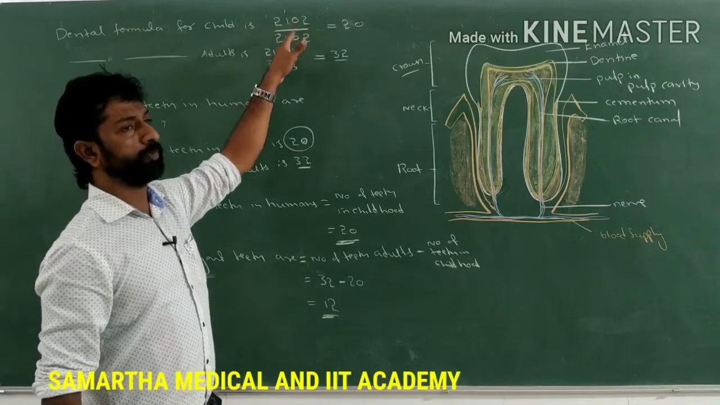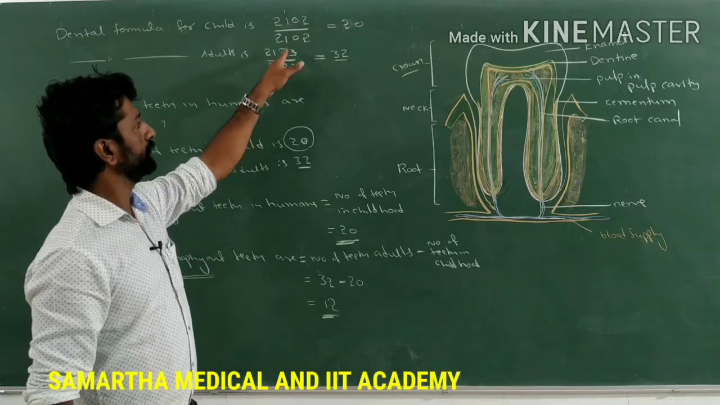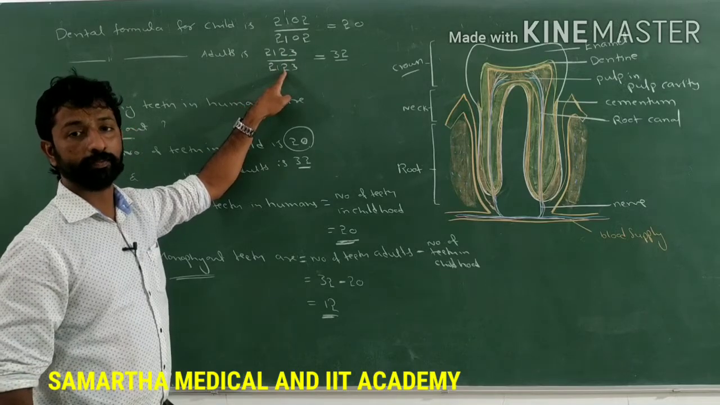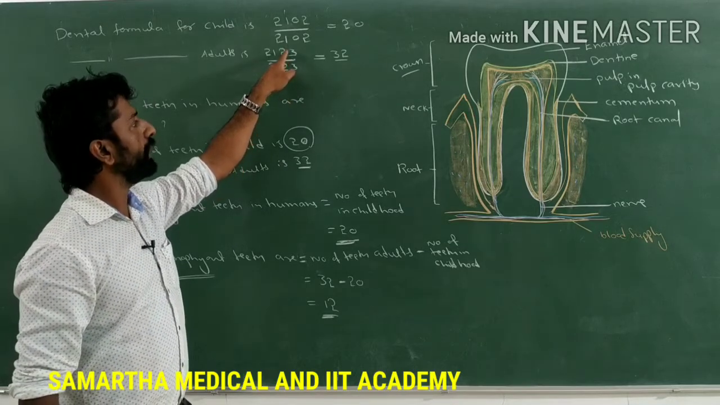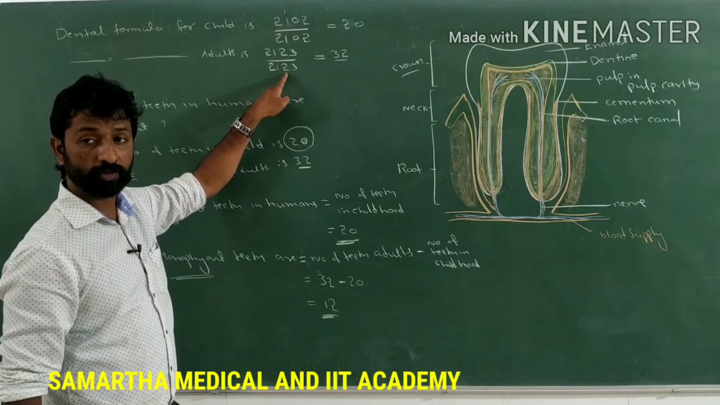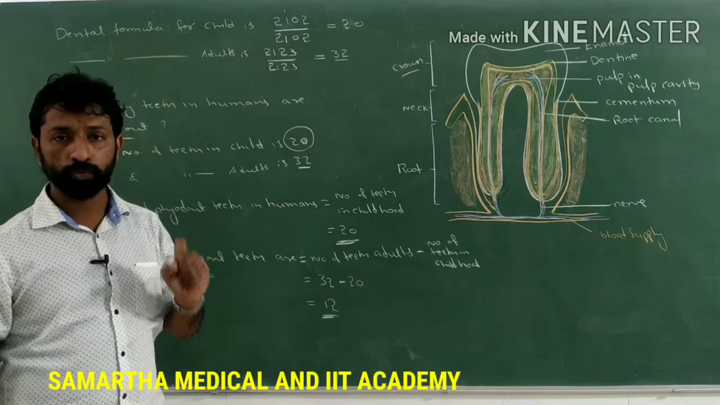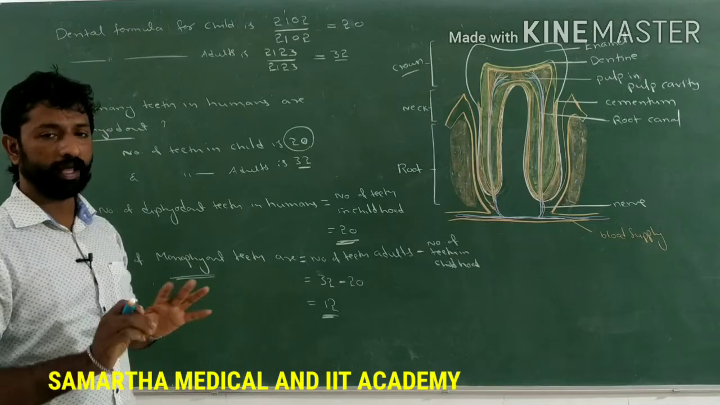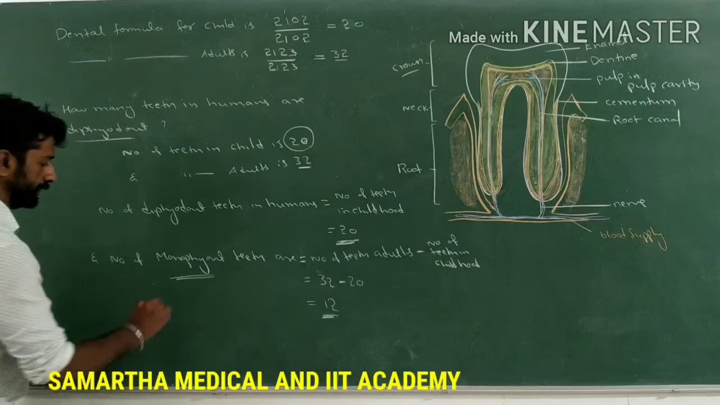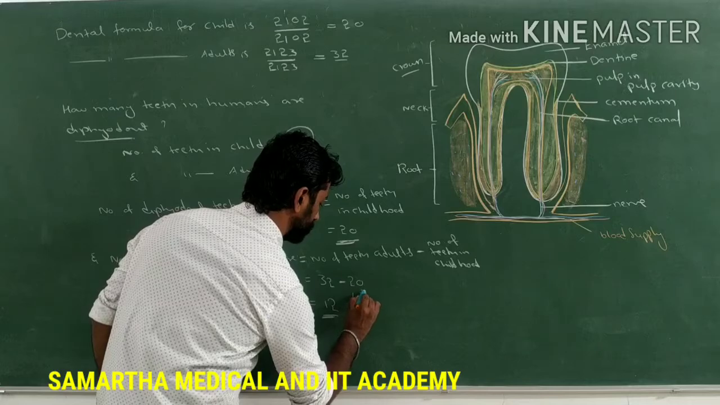With respect to the premolars, no premolars are present in the child, but 2 in half of the upper jaw and 2 in half of the lower jaw are present in adults. 2 in half of the upper jaw means 2 into 2, 4. Then 2 in half of the lower jaw means 2 into 2, 4. So 4 plus 4, total 8. So 8 premolars will be present in adults, and all those 8 premolars are monophyodont in nature. So among these 12, that includes 8 premolars.